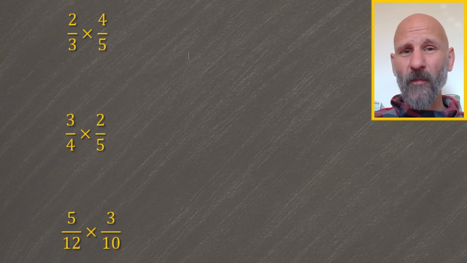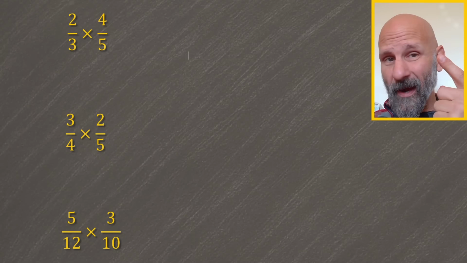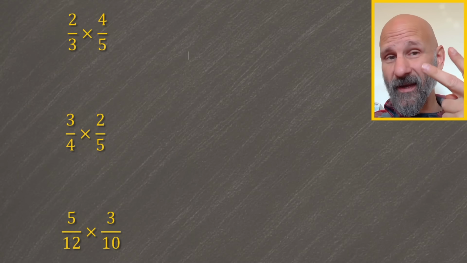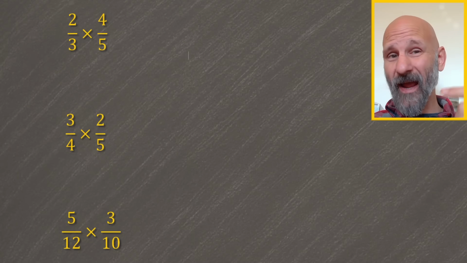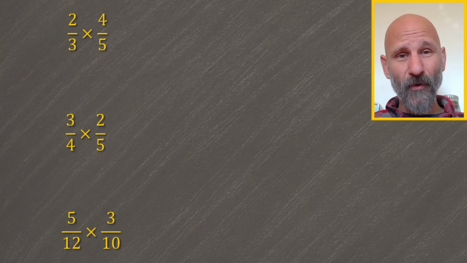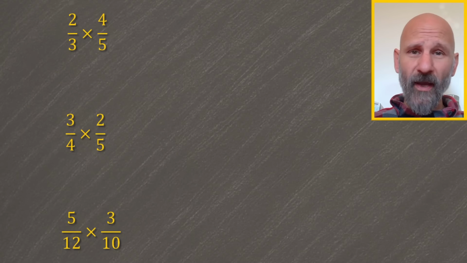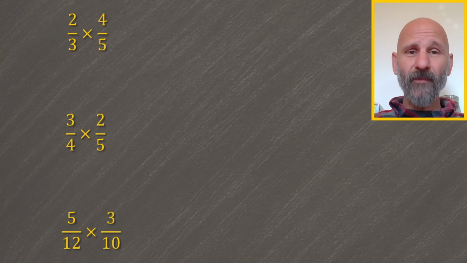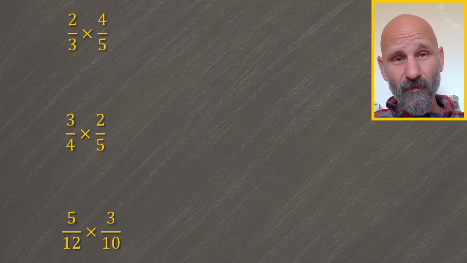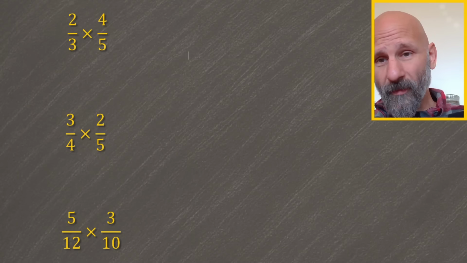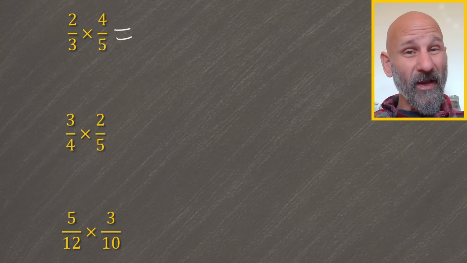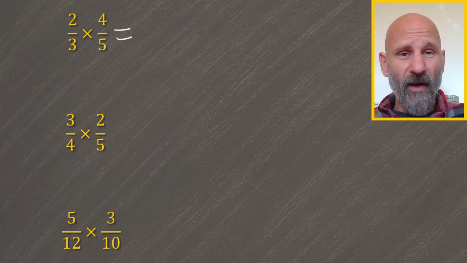So in this video, we're going to be going over multiplying fractions and why cross-canceling is a good skill to have in math class. Okay, so here we go. We got 2/3 times 4/5. They're both reduced. So one thing that we can do, and one thing that is best for this question here, is just straight up multiply.